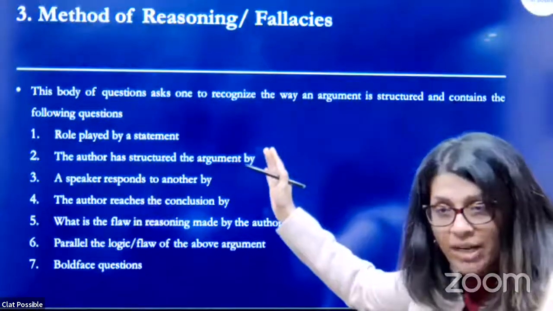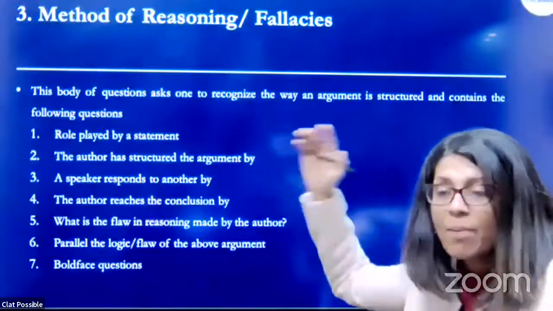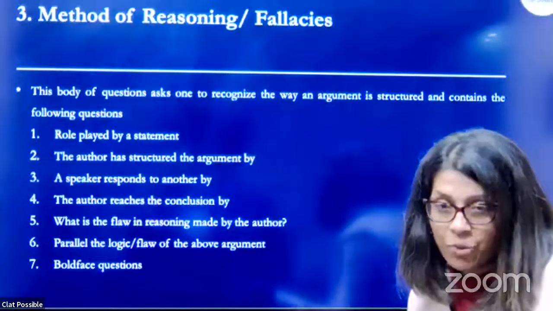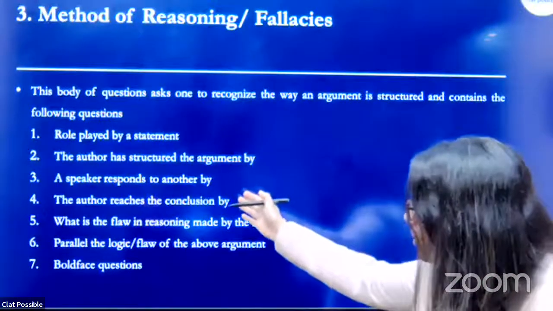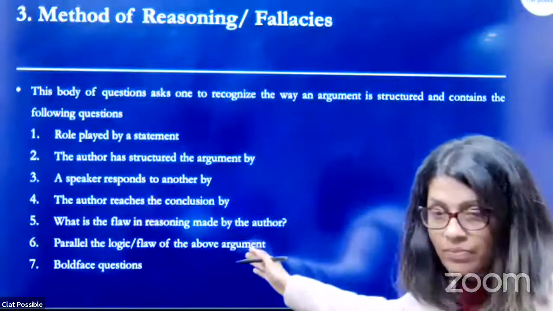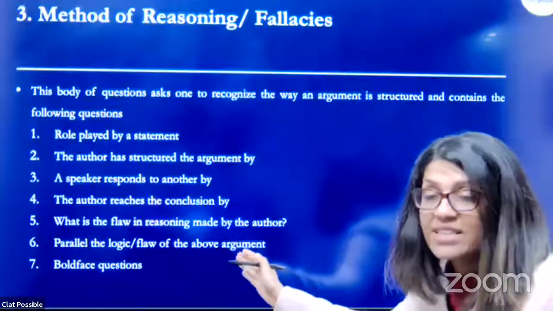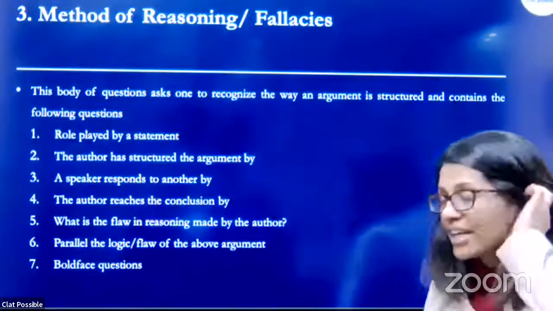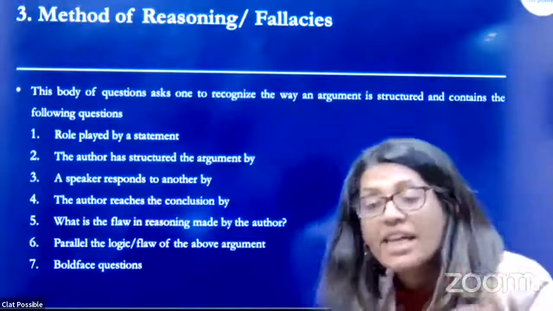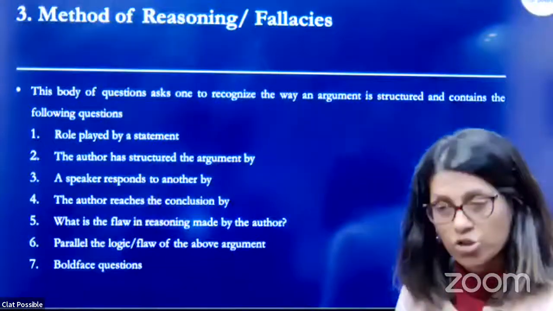Argument structure you have to study. You have to study faults in an argument called fallacies. These are proper technical classes that you have to do. Right? How does speaker one respond to the other? Faults I've already covered. Then you have to understand parallel reasoning. Parallel reasoning is a tough question type if the options are made tough. So this category of questions is purely technique based. And this technique has to be first studied in the classroom.